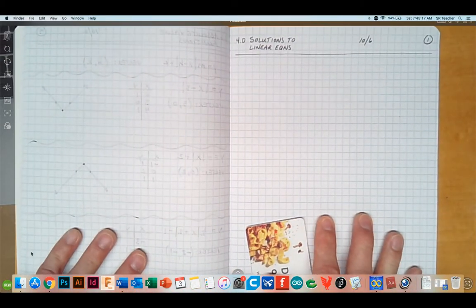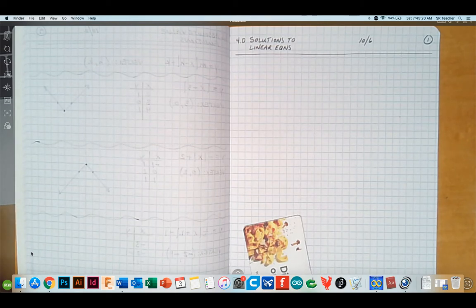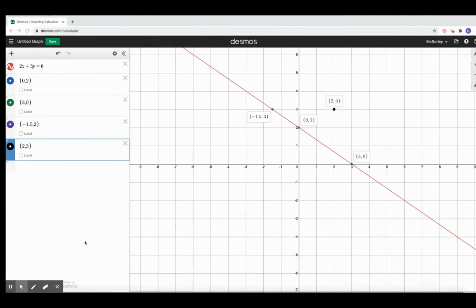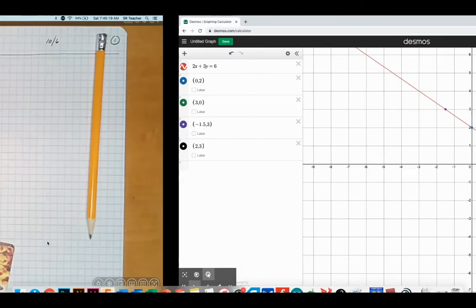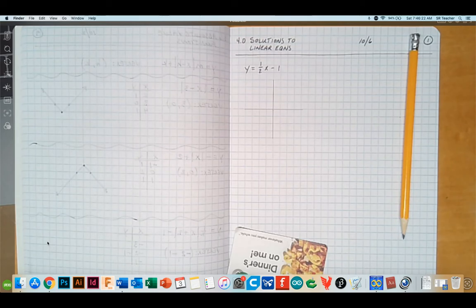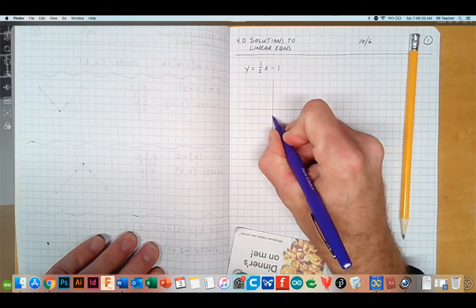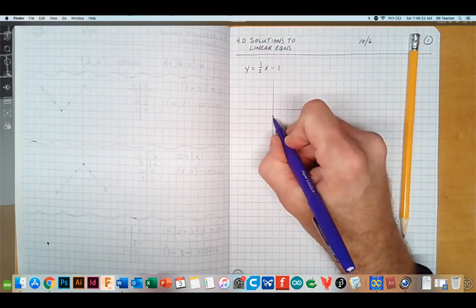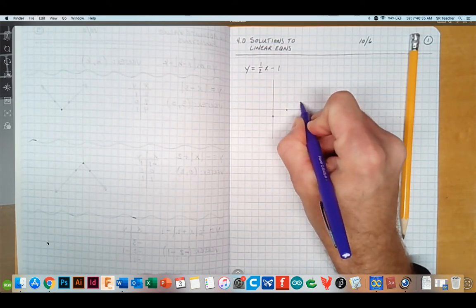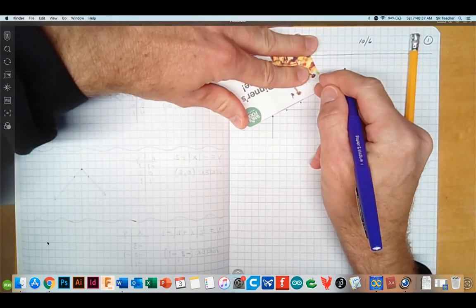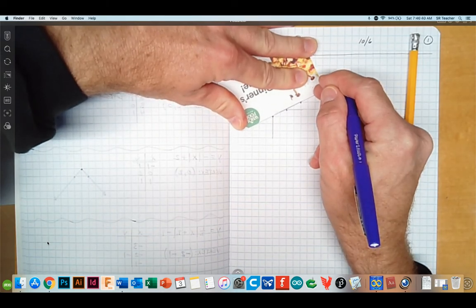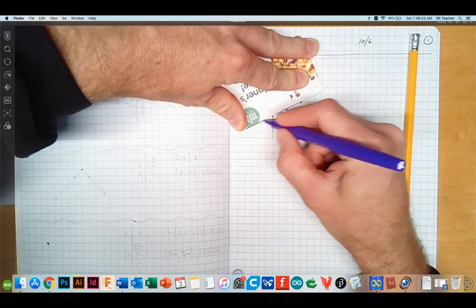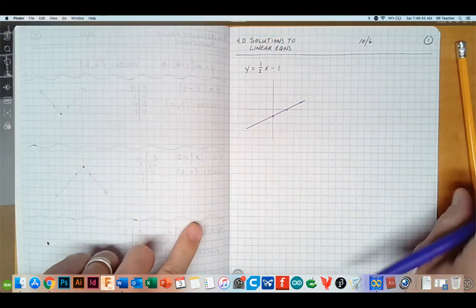So let's write this down, 4.0, solutions to linear equations. And this is page 1 in our notes. All right, I'm going to graph this equation y equals 1/2 x minus 1. I have my 4x4 graph set up, and I'm going to start at negative 1 because that is the y-intercept. The slope is 1/2, so I'm going to go up 1, right 2, up 1, right 2. And I'm going to write down 3 points that are solutions.